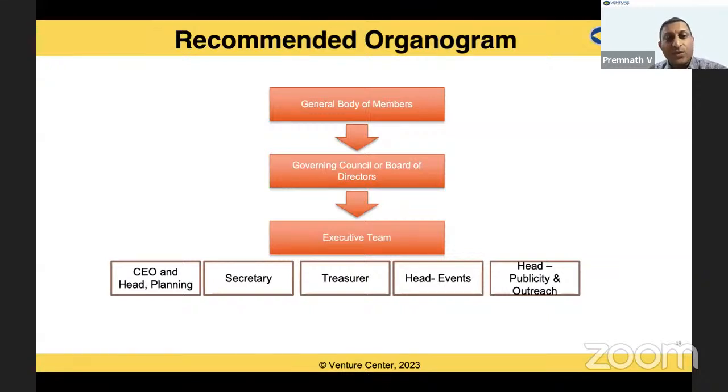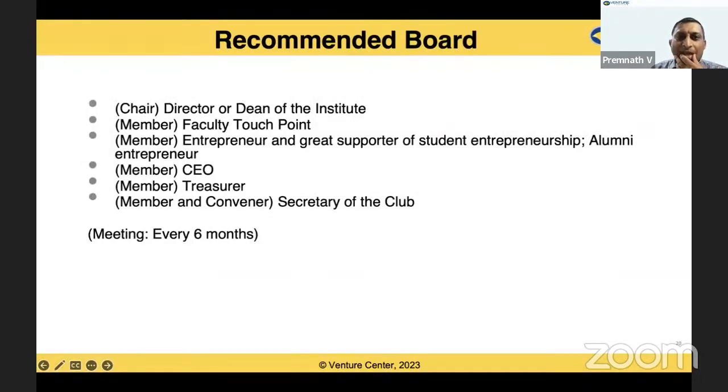You could think of a CEO who is also the head of all planning activities, strategy, a secretary, who's responsible for making sure that all the meetings happen, the meeting minutes are noted, the decisions are recorded, actions are taken on it and reported. So they're keeping everybody together basically as a secretary. A treasurer responsible for the money, and events, somebody would lead events, somebody would lead publicity and outreach, and you could have many more depending upon what kind of activities you're going to drive. So this is roughly the structure of a club that you might run as well.